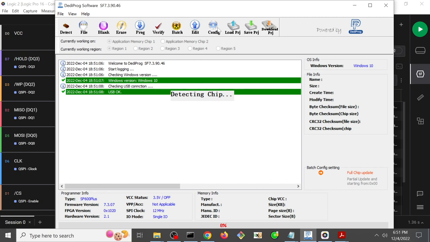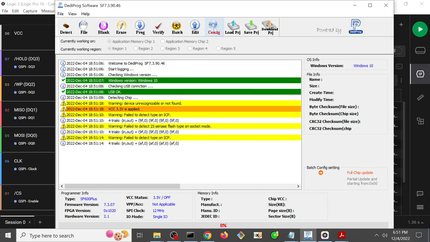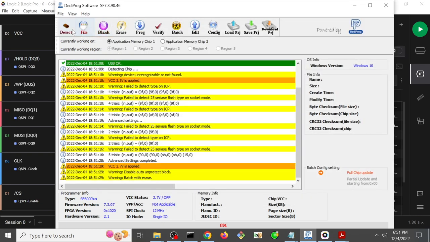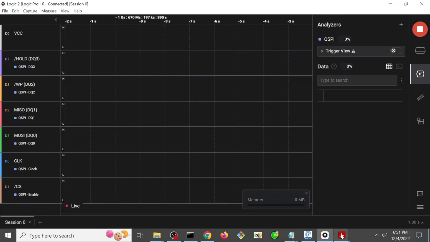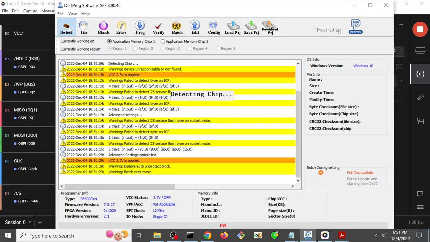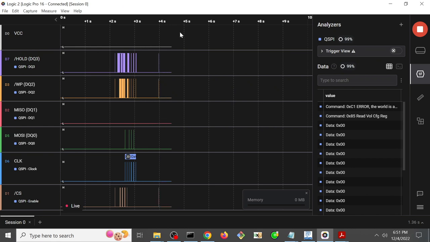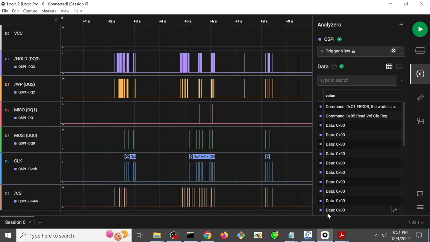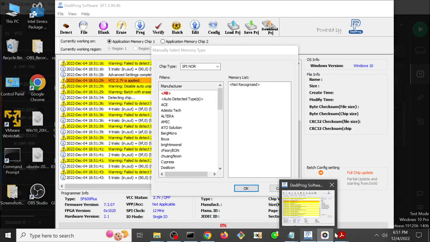Then I'm going to configure it, make sure it's at 2.7 volts. Then I'm going to try that again quick just so I can see. Yeah, so you can see it defaulted back to 3.5. So I'm going to set that to 2.7 volts. Hit OK. Going to start the logic analyzer. Going to go back to the Dediprog, hit detect. And again, still no voltage here. So that's the problem, obviously. You can't expect to see proper valid data if you don't have voltage going to your chip.